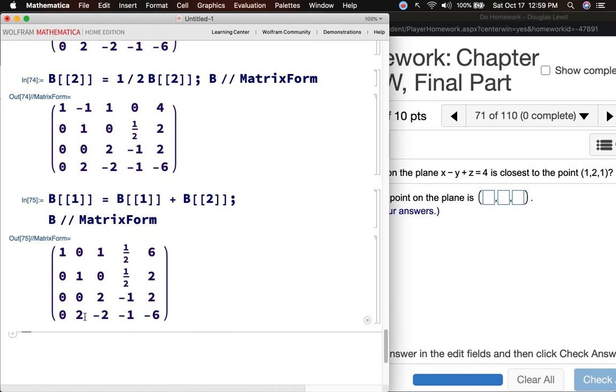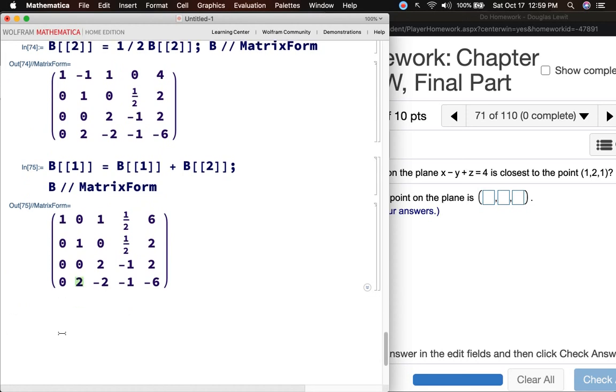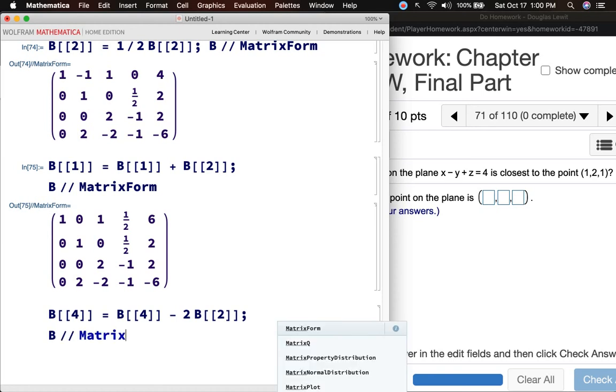Okay. And now this 2 has to become a 0, right? That 2 has to become a 0. How do you do that? Well, fourth row minus 2 times the second row, because the second row has the canonical 1 in it.